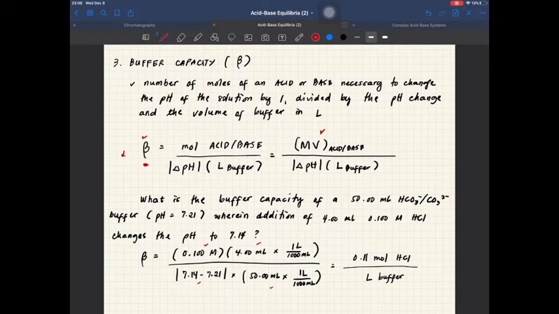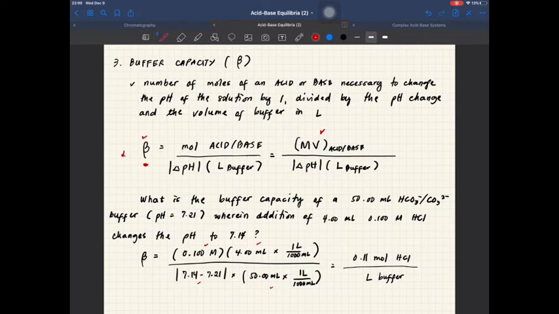Okay, suppose we have this example provided here. What is the buffer capacity of a 50 ml hydrogen carbonate and carbonate buffer having a pH of 7.21, wherein addition of 4 ml of 0.1 molar hydrochloric acid changes the pH to 7.14?